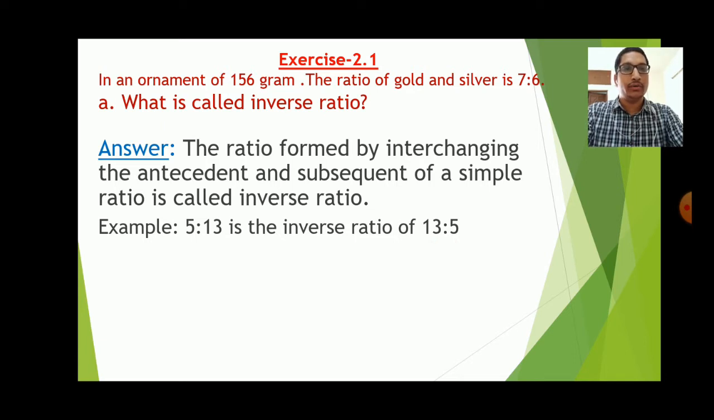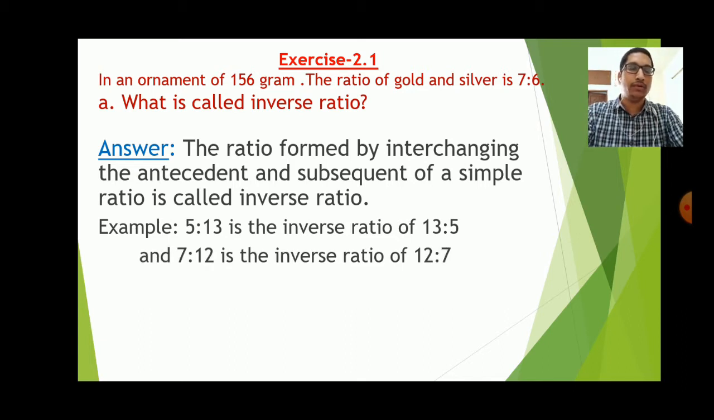Like this way we can give another example. Here 7:12 is the inverse ratio of 12:7. Why? Here main ratio is 12:7. So this ratio's antecedent is 12 and subsequent is 7. So if we interchange 7 and 12, then we will get here 7:12. So here 7:12 will be the inverse ratio of 12:7.